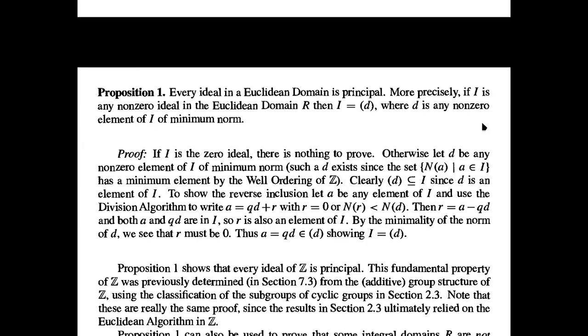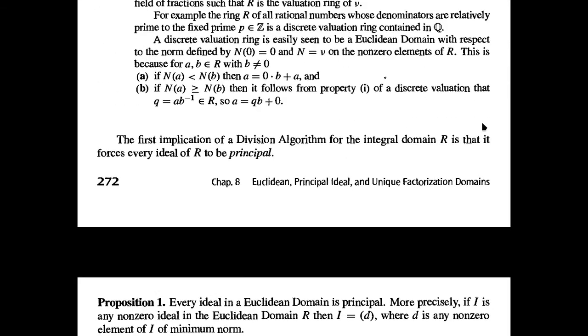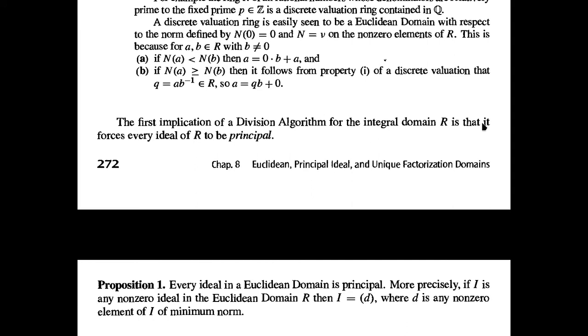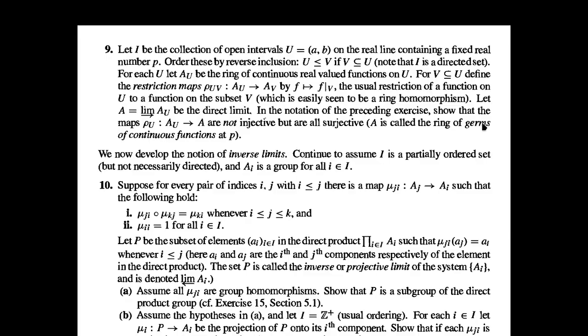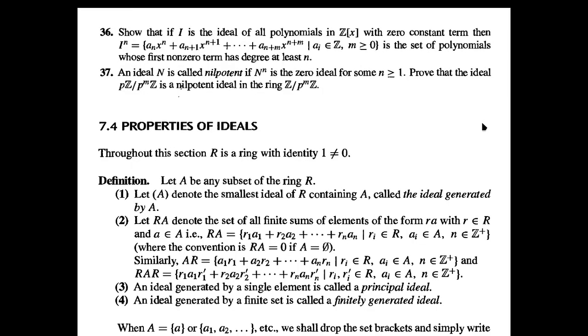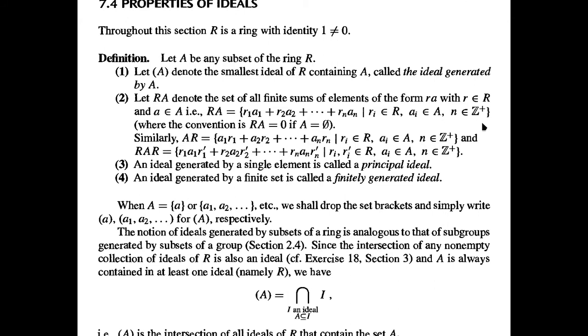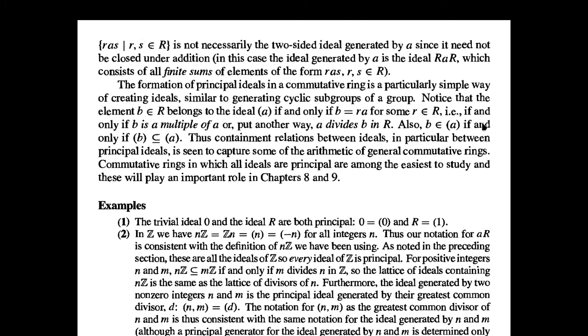Wait, did they define what a principal ideal is? A principal ideal is one which is generated by a single element, a non-zero element. That is principal, of course. I think somewhere else they talk about primary ideals, and that we haven't learned about. Did they mention it in the last chapter? I don't think so. You have the finitely generated ideal, you have the principal ideal generated by a single element, and then they talk about prime ideals and stuff.